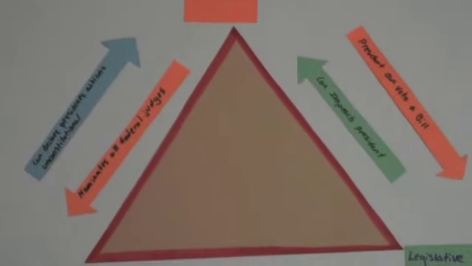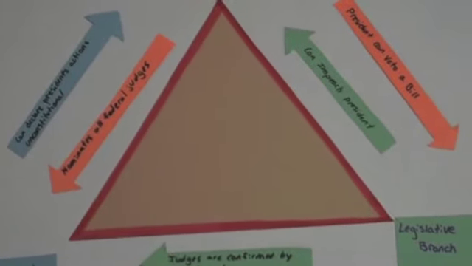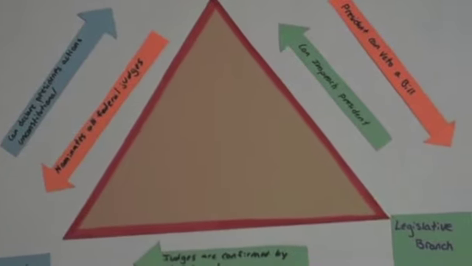What are checks and balances? Checks and balances are a way to limit the powers of the three branches of government so one branch does not get too much power.